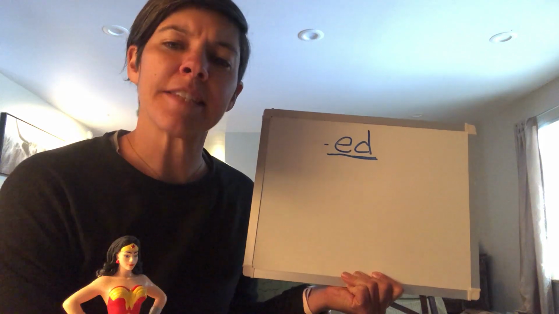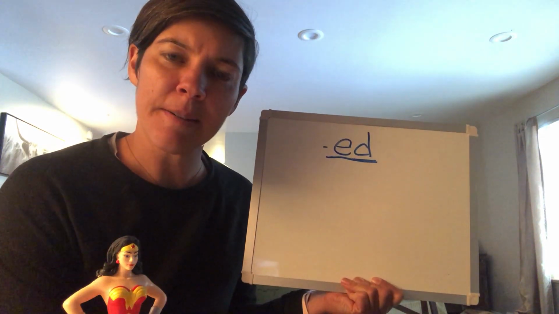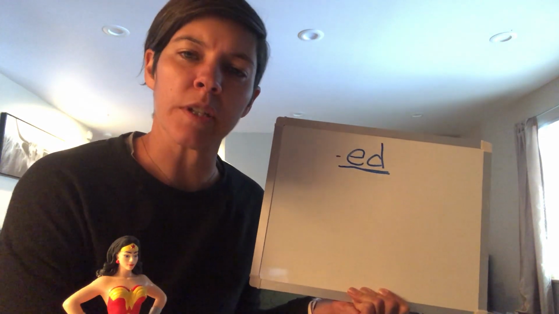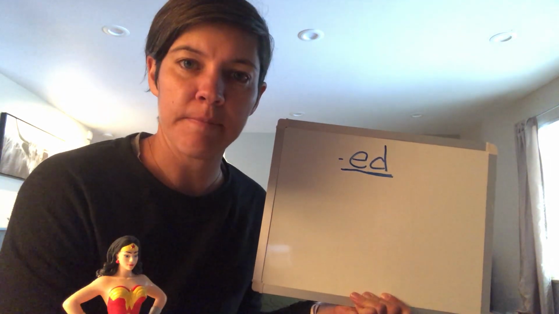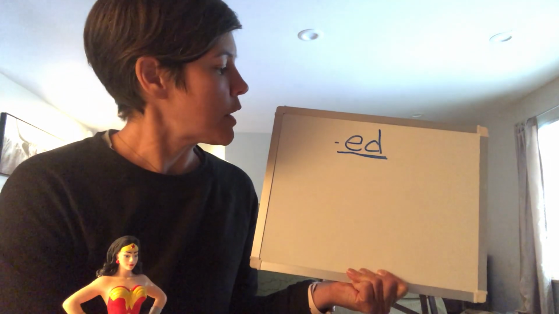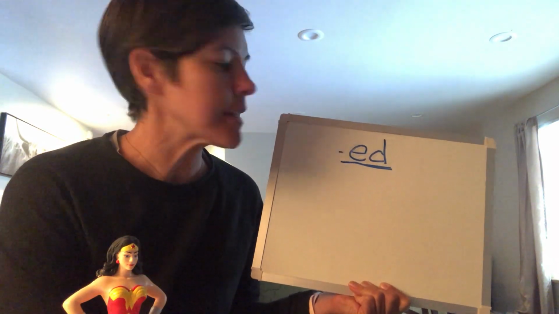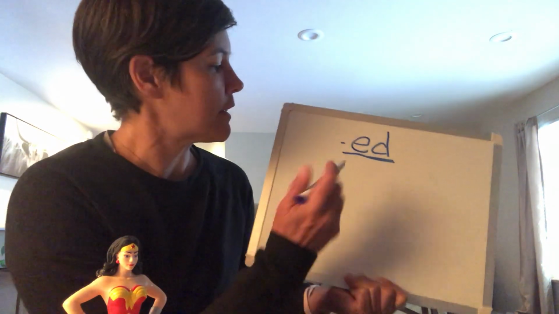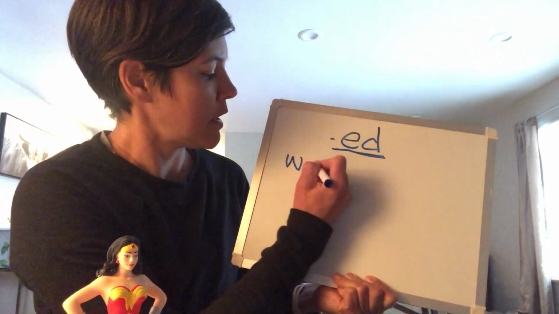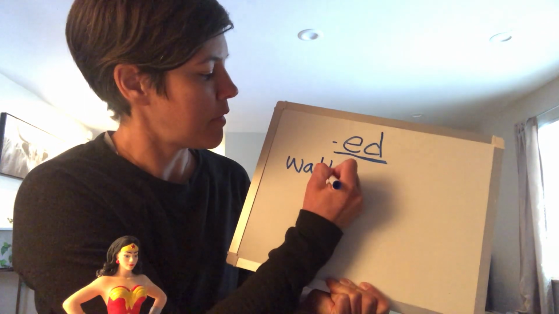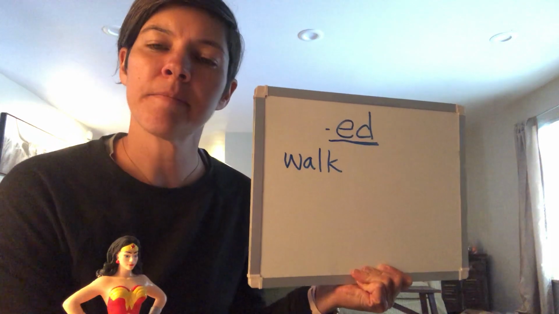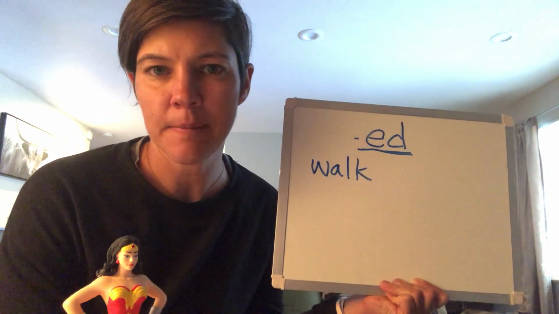First of all, let's just review what a verb is. A verb is a word that tells an action. So, we're going to be looking for verbs, action words, that end in ed. So, for example, here's a verb. Walk. I walk my dog.